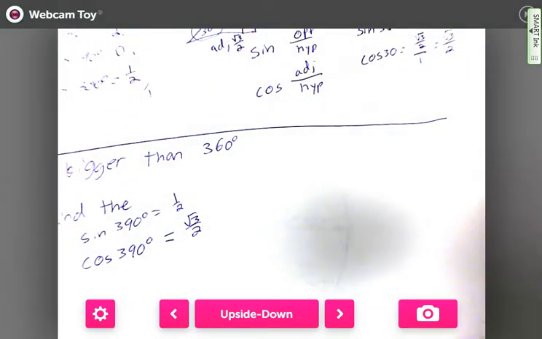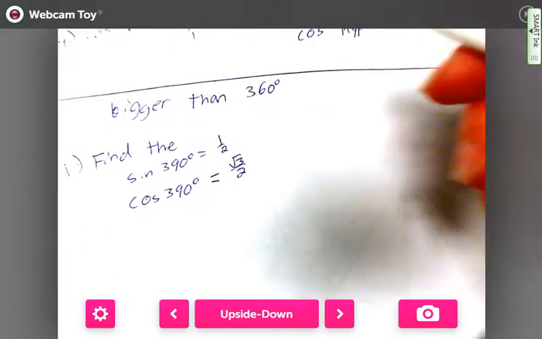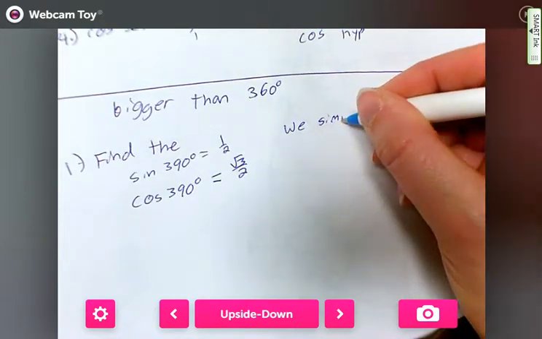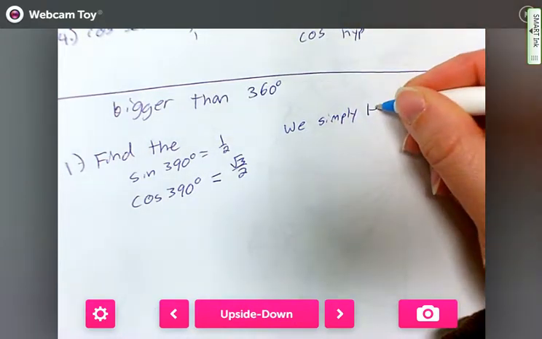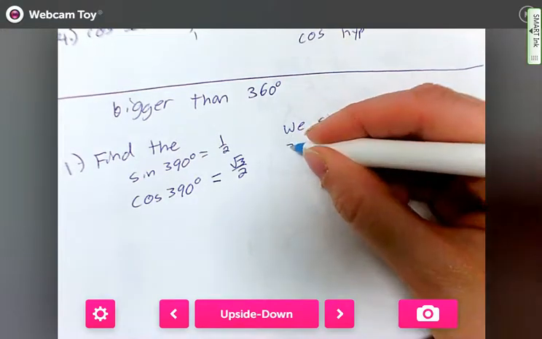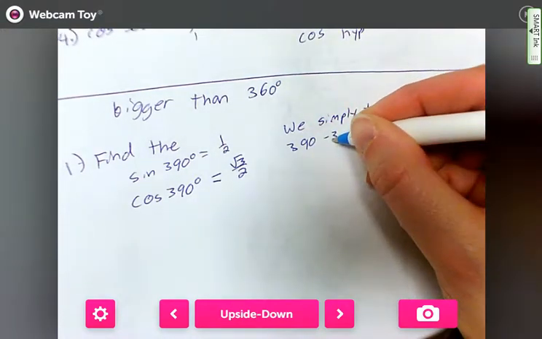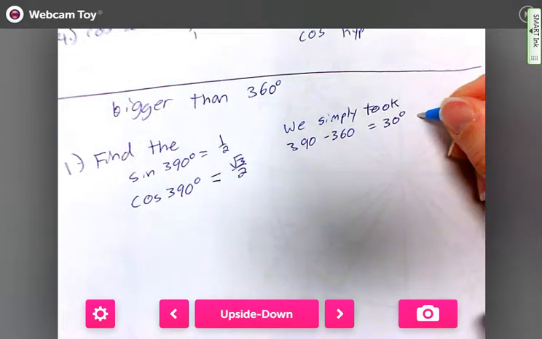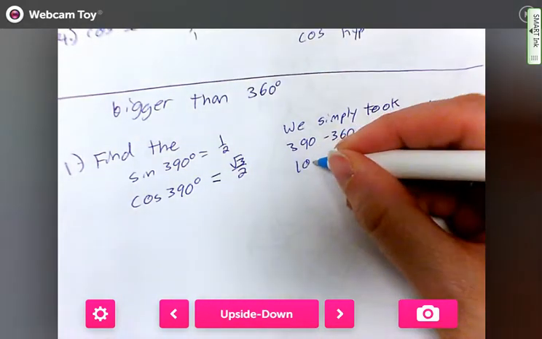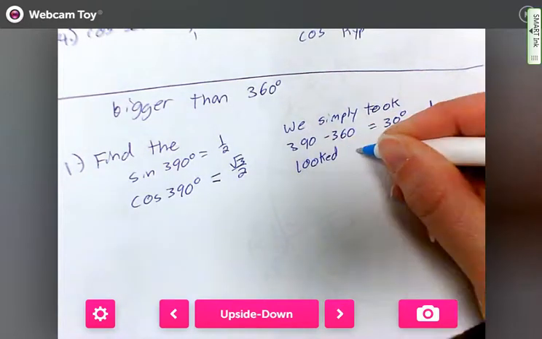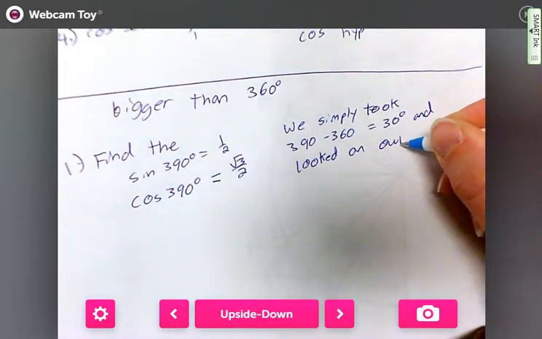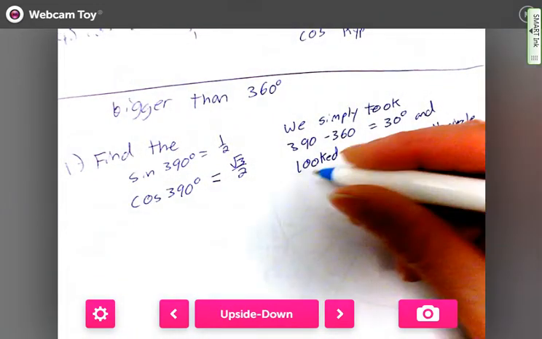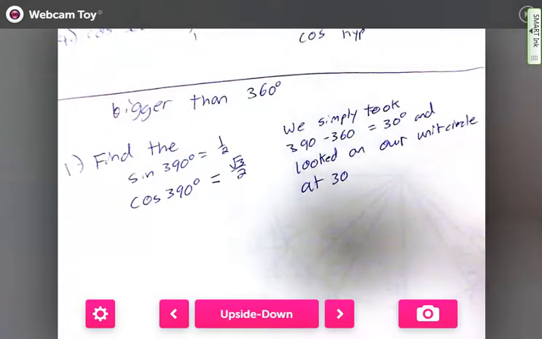So let's write that out in words so we remember what we're doing. So we simply took 390, subtracted 360, that equals 30 degrees, and looked on our unit circle at 30. Does that make sense?